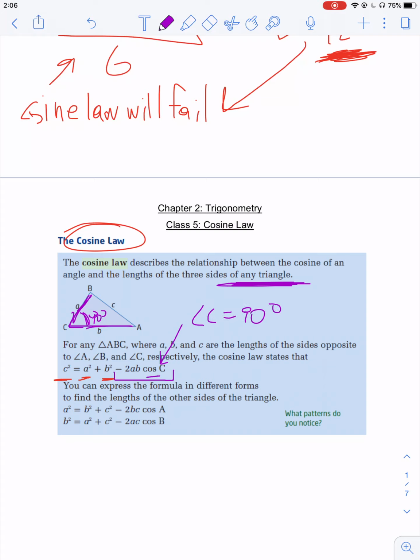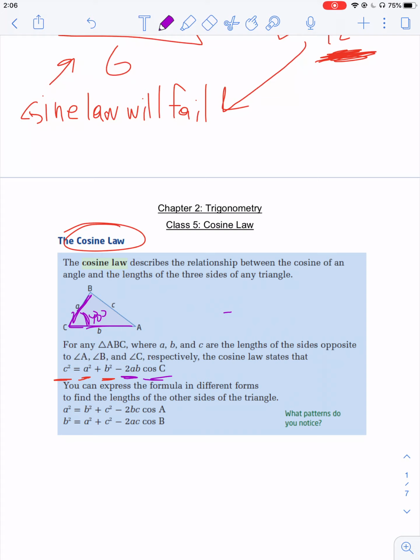But if you use your calculator, remember cos of 90 is 0. So this will just disappear. Okay, so it's kind of like the Pythagorean theorem, but it is a stronger version of it because it will work for any angle, not just 90. But if the angle happens to be 90, then this extra term will just cancel out because cos of 90 is just 0, right? And if cos of 90 is 0, then that means minus 2ab times 0 will just become 0. So this will just disappear, okay?